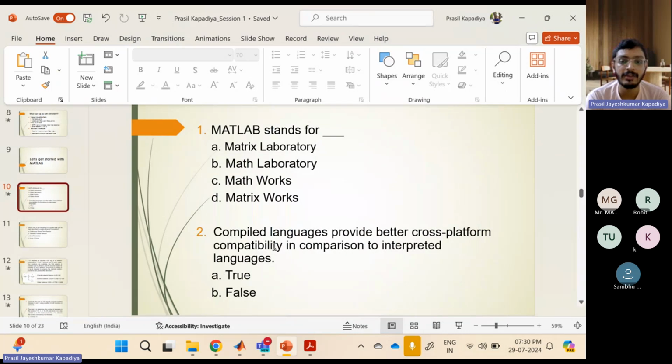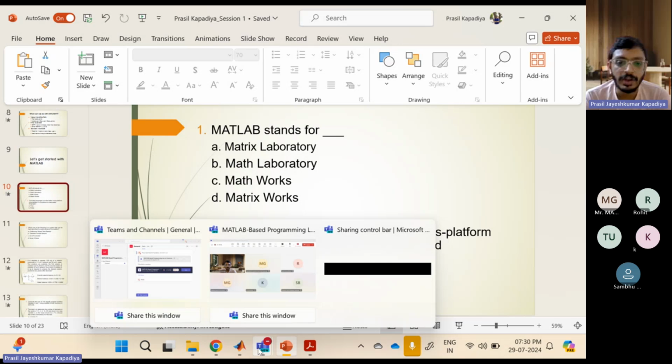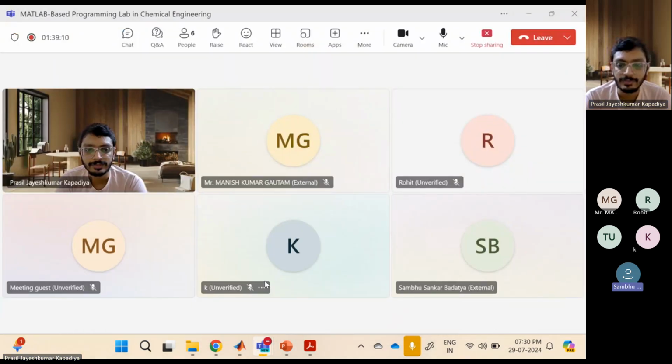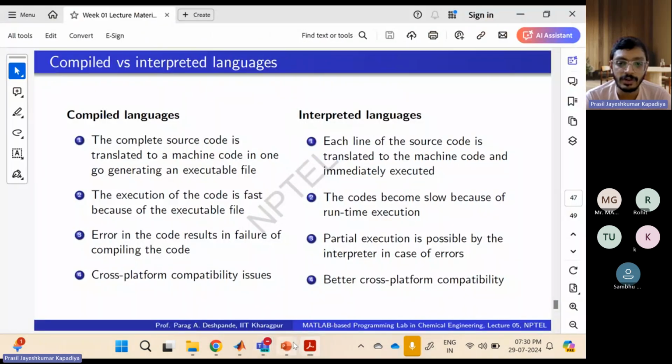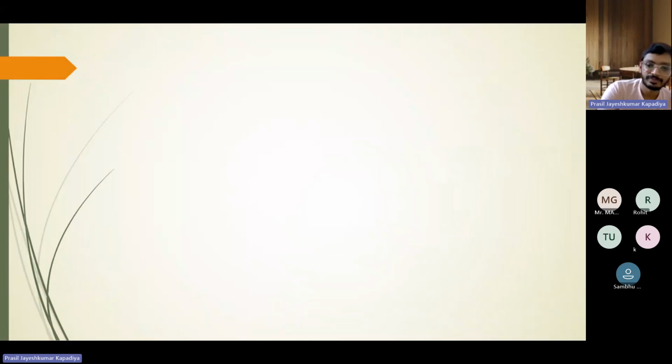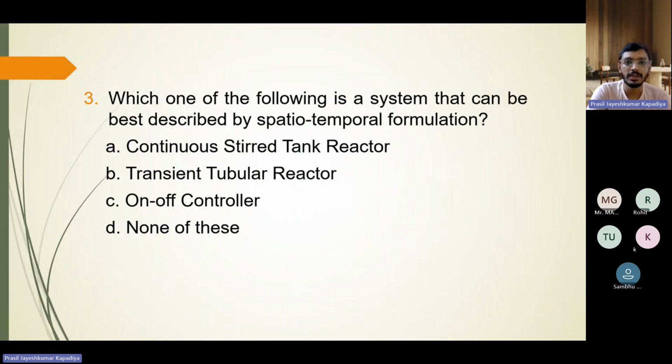So the question is, compiled languages provide better cross-platform compatibility compared to interpreted. That is wrong, right? Yeah, interpreted languages provide better. Okay, is this clear to everyone? Yes, it's clear. Very good. Now let's move ahead. We'll do it slowly.